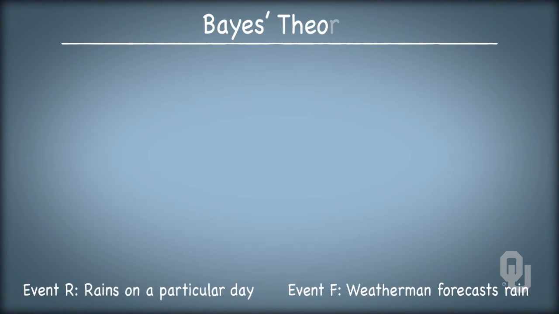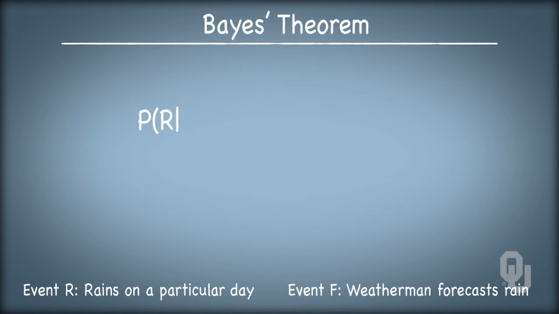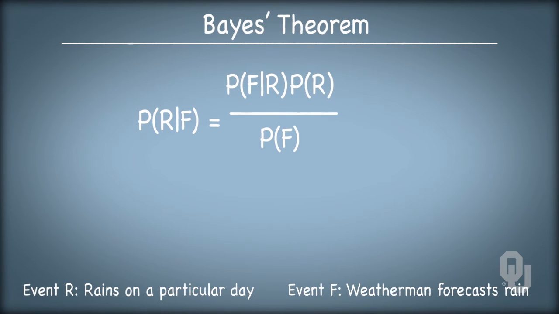Recall that the general formulation is the probability of A given B is equal to the probability of B given A times the probability of A divided by the probability of B. Using the events associated with our problem, the probability of R given F is equal to the probability of F given R times the probability of R divided by the probability of F. We have the probability of F given R, we have the probability of R, but we don't have the probability of F.